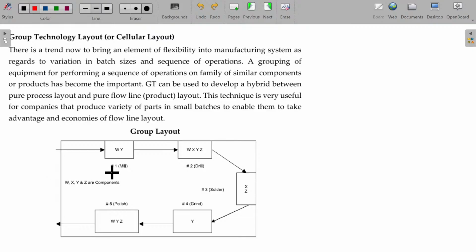For example, W and Y. This is mill, number 1 is mill, drill, solder, grind, and polish. So 5 departments are there. Is that okay? Now, what happens if I want to manufacture W? I need this service, and this service, and it comes out as an output. So the W requires only 3 processes: milling, drilling, and polishing. That's all.